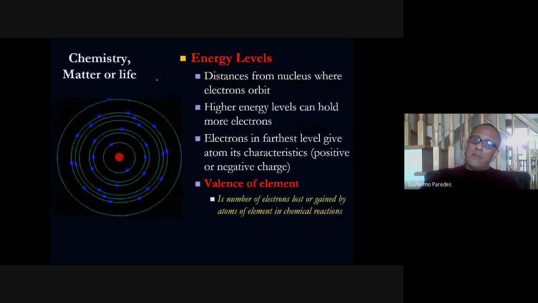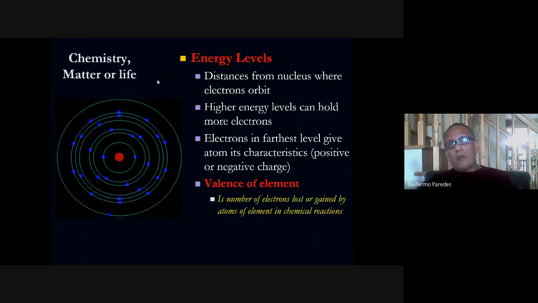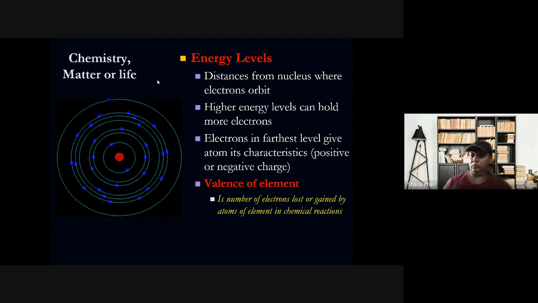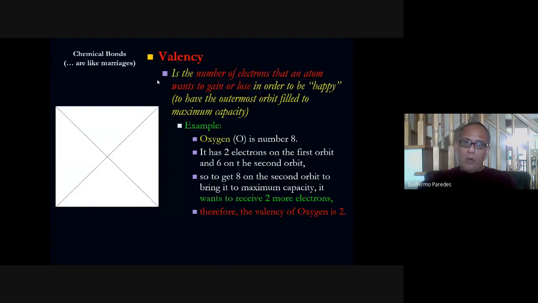Okay, valency is the number of electrons that are going to be gained or lost. When they gain or lose electrons, that is called the valency or valence.